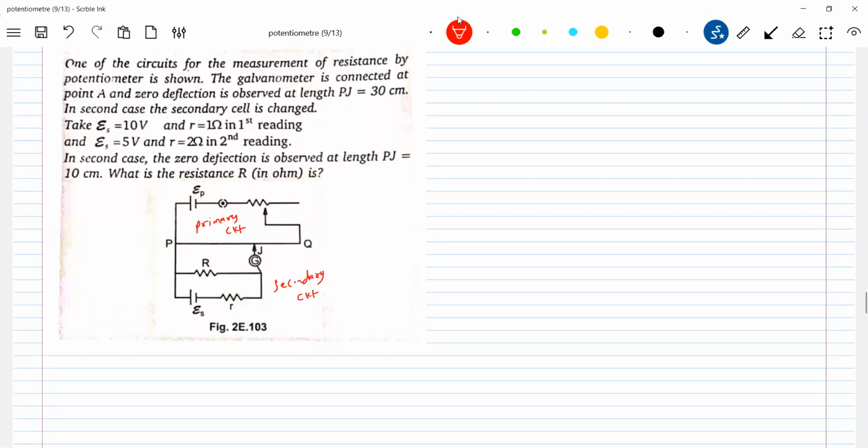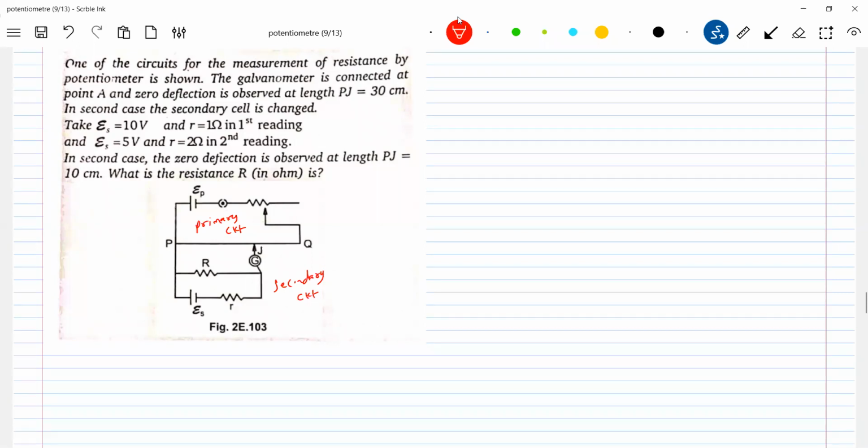First case, the resistance R will be there as usual, no? For the measurement of resistance by potentiometer is shown. So what we are doing is we have to calculate this resistance R. Earlier, when we were bothered about internal resistance, no? Can I use this circuit to measure the unknown resistance?